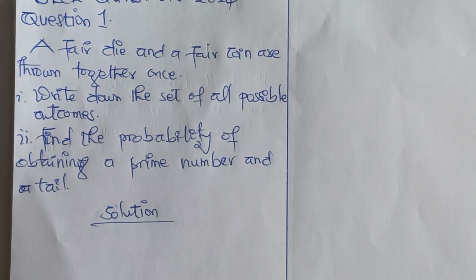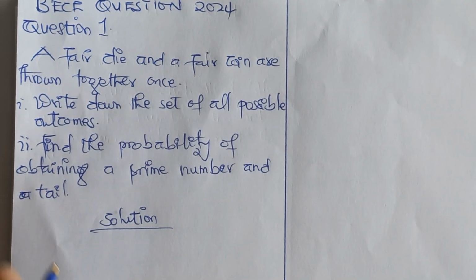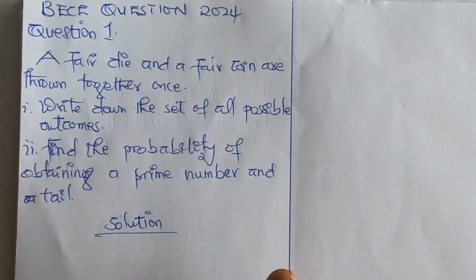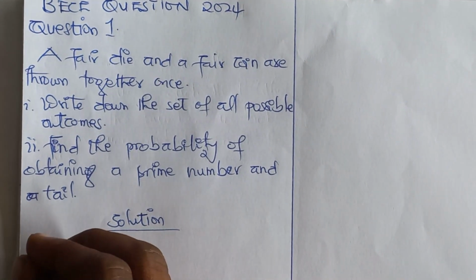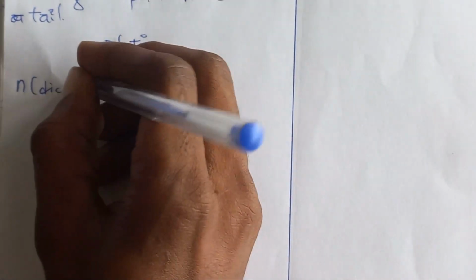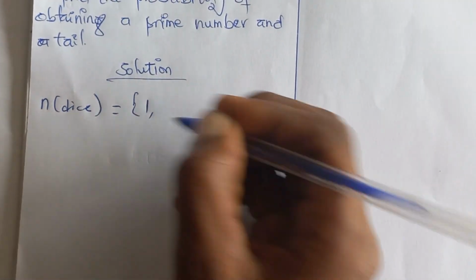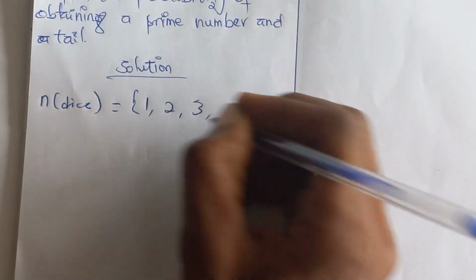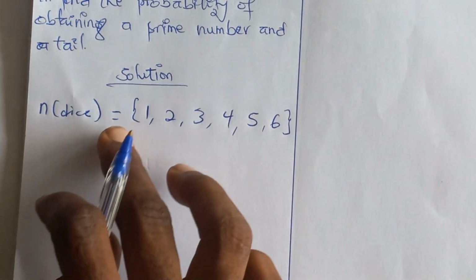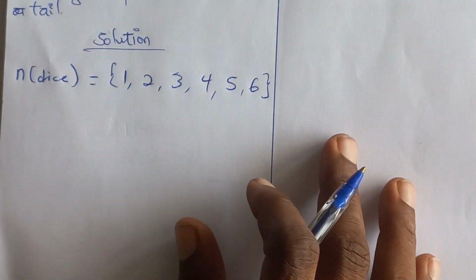Let me start with the die first. When you throw a die, what will be the outcomes? So let's say the number of outcomes of a die. We can get the set of outcomes: we can get 1, 2, 3, 4, 5, and 6. So these are the possible outcomes when you throw a die.